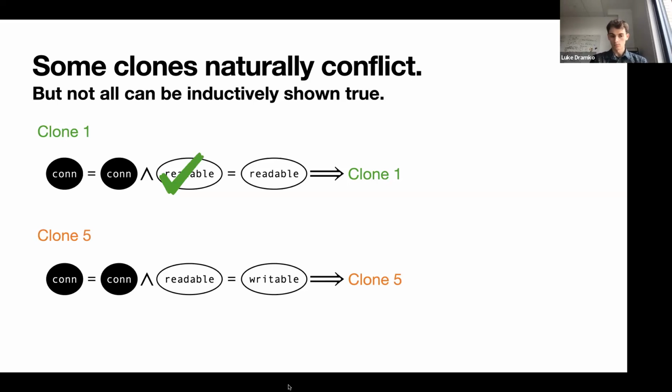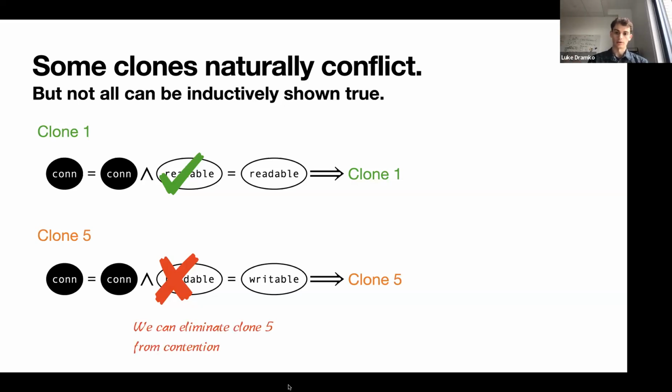But for clone 5, con is always the same thing as con, but readable is not writable. So we can't satisfy these conditions. Now, if you lower alpha enough, in particular if you lower alpha to be less than 0.5, you can satisfy these conditions as well. But we have a rule in our algorithm that if you have a conflict, the clone that can be shown at a higher alpha level is the one we select, and we discard the other clone. So this would allow us to discard clone 5 in this case.